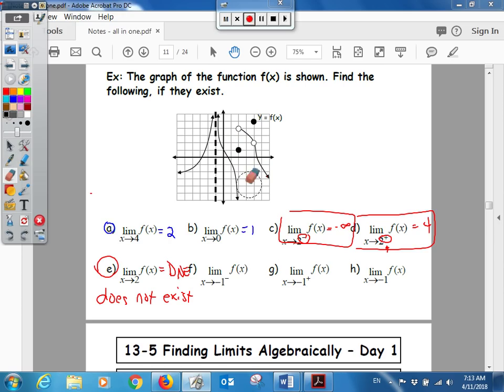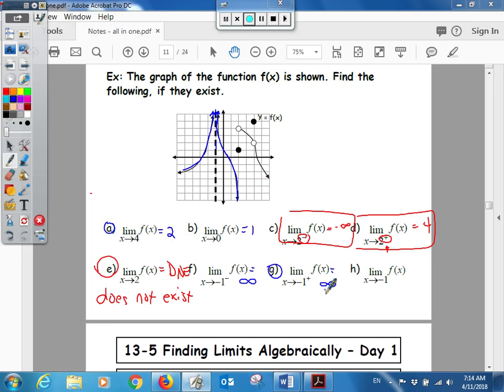Look at the next one. F says the limit as x approaches negative 1 from the left. Here's negative 1. From the left, I'm heading up towards positive infinity. So that limit would be positive infinity. G says the limit as I'm approaching negative 1 from the right. From the right, I'm heading up towards positive infinity again. So the limit as x approaches -1 from the right is also positive infinity.